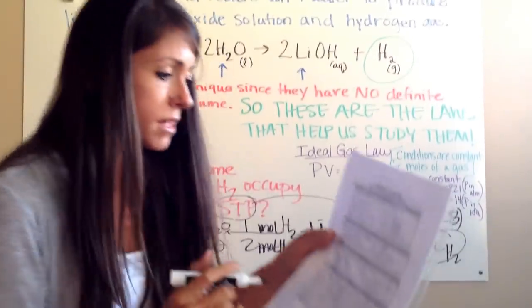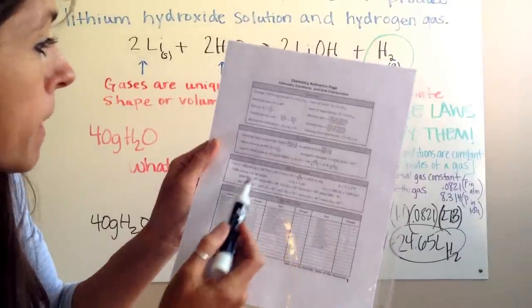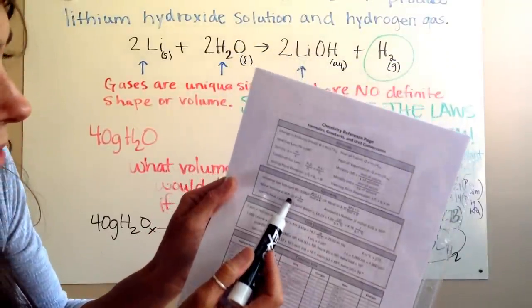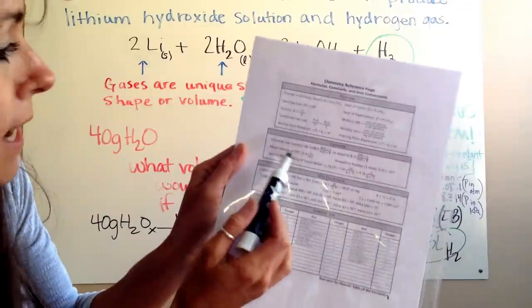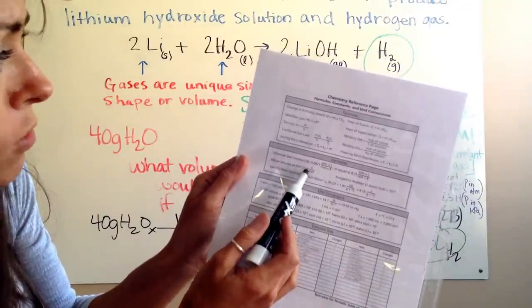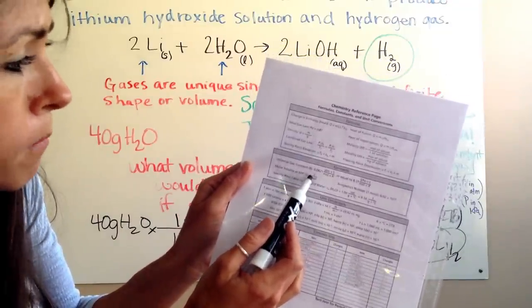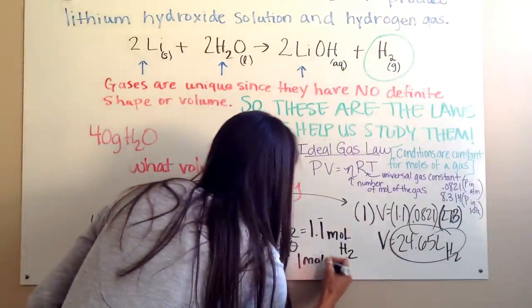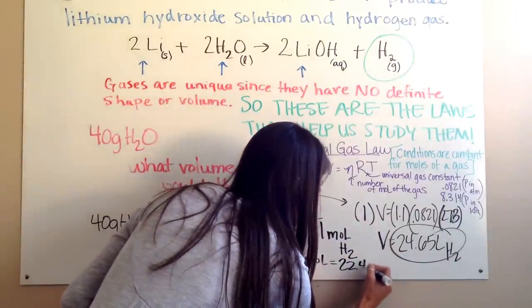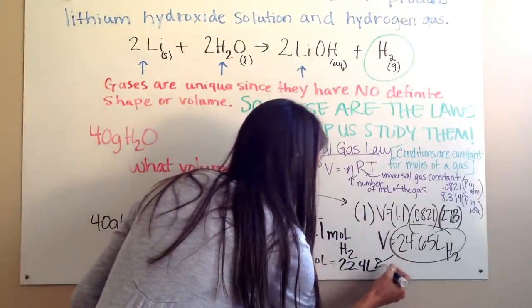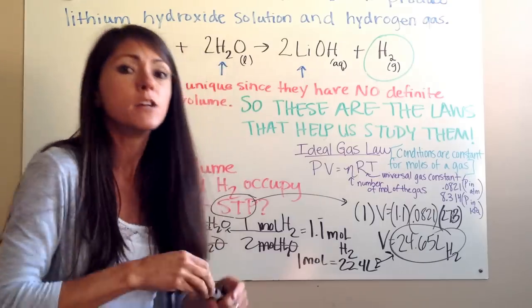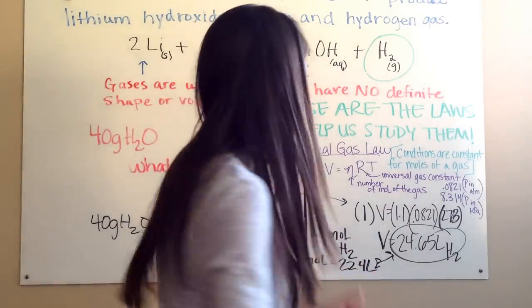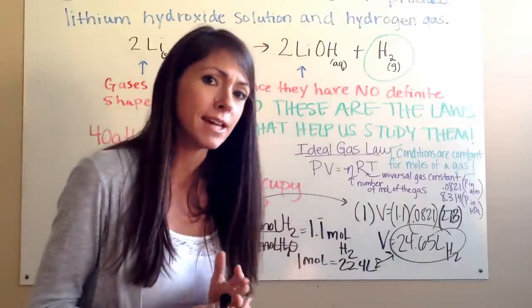There is something, and this may blur on us, but there is something known as molar volume at STP. Because we are at STP, we can actually use this. There are 22.4 liters per mole of any gas. So if we've got roughly 1 mole of hydrogen gas, that's roughly 22.4 liters, which you can see there is a slight difference. So if you really wanted to be as specific as possible, you could put it in the ideal gas law.